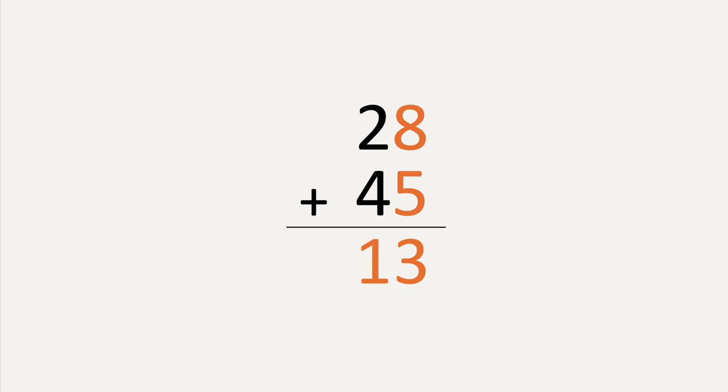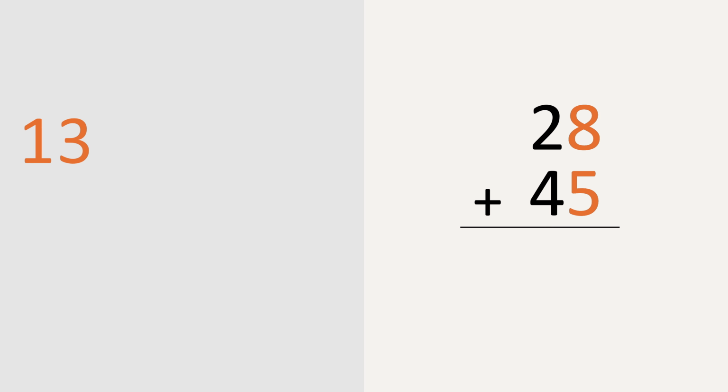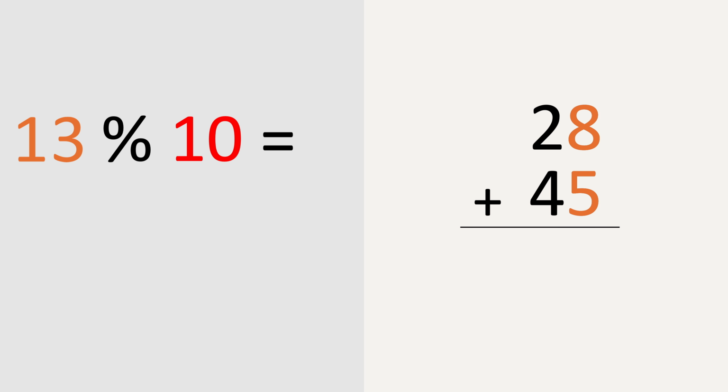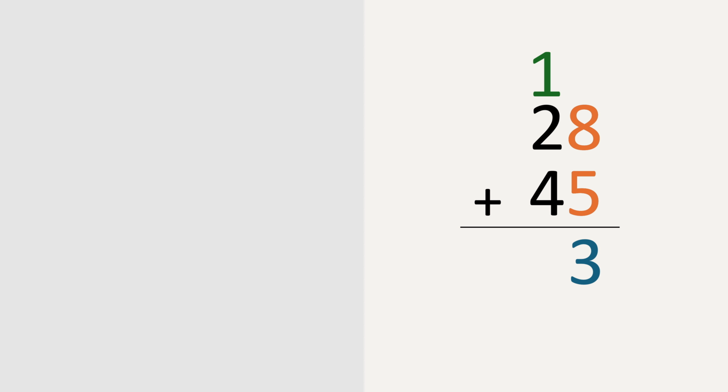The two operators that will be useful here are the modulo and the floor division operators. We can get the digit in the ones place by doing 13 mod 10, since that gives us the remainder after dividing by 10, which is 3. Then to figure out whether we have to carry or not, we can floor divide 13 by 10, since that'll tell us how many times 10 goes into 13 and then discards the remainder. The answer is 1, so we'll carry the 1 and then move on to the tens place.